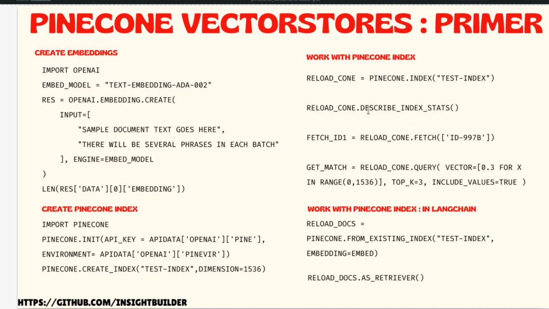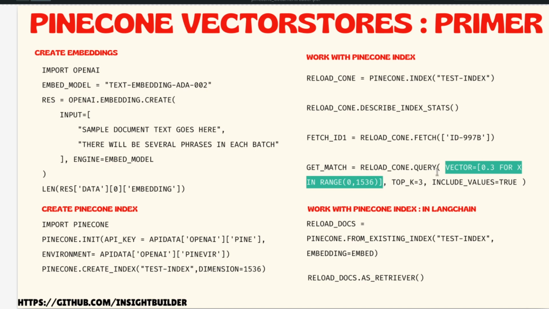Then once you reload it, you can describe the index and see what is inside it, and the interesting part starts here. You can fetch based on the IDs. You can use the fetch method on the reloaded Pinecone object and get it back. Also, you can use the query option. Fetch is very rarely used. The most used option is query, where you give the vector that you are trying to query.